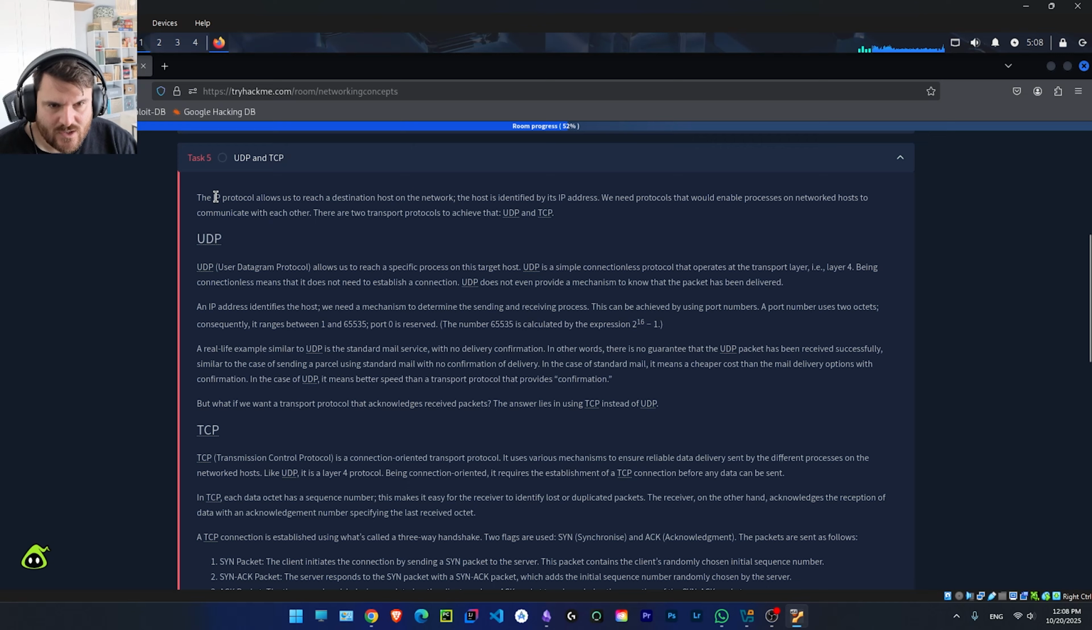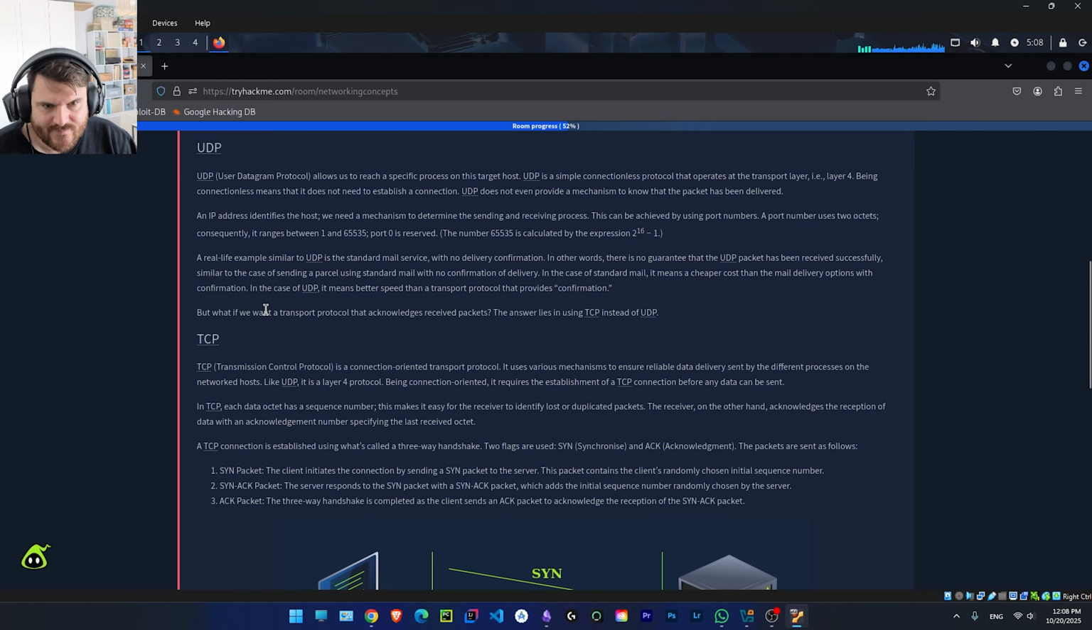So basically we use IP addresses on network devices that use the network in order to identify them uniquely. And then in order to make the traffic work, we need protocols that do that, UDP and TCP.